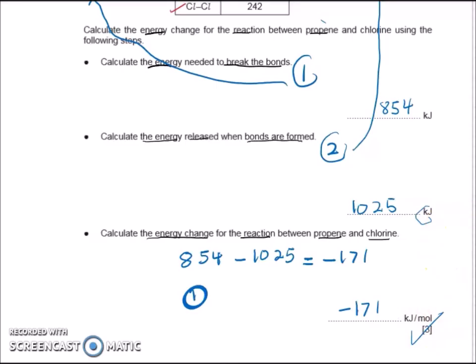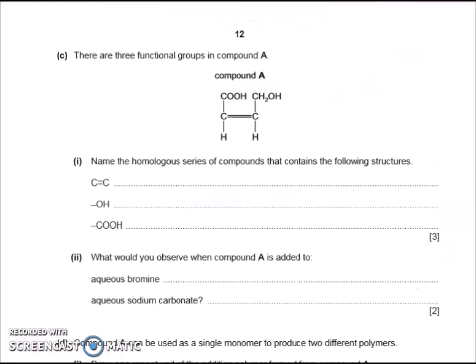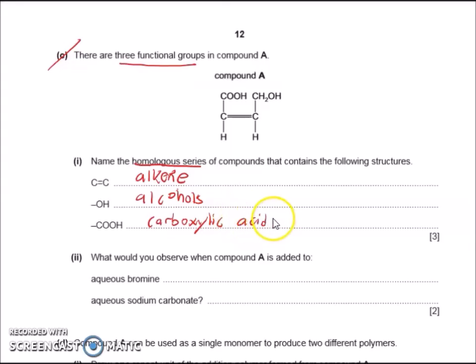Okay, next we move on with the next question. This is C. There are 3 functional groups in compound A. So name the homologous series of the compound. This one is alkene, we have a double bond here. If you only have OH, it is alcohol. Okay, sorry for the writing here. Again, this is a carboxylic acid. Carboxylic acids. Okay, so 1, 2, 3. You got those 3 marks.